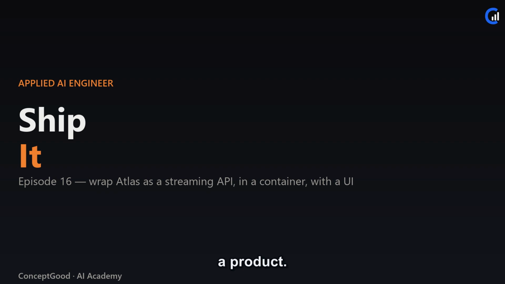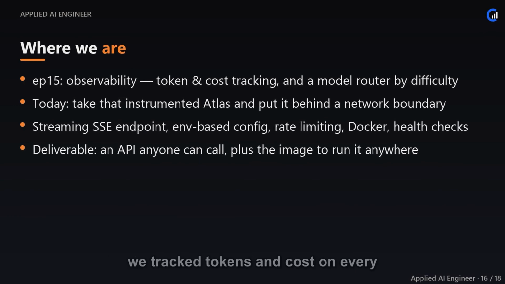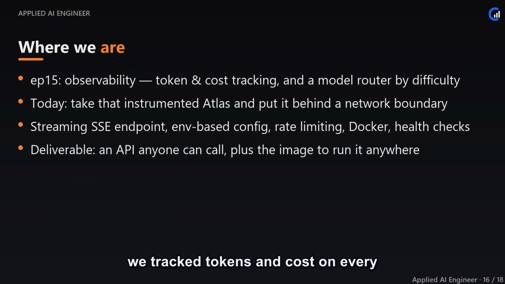a product. Last episode we made Atlas observable, we tracked tokens and cost on every call, measured P50 and P95 latency, and built a router that sends easy work to Haiku and hard work to Opus. That gave us a model that's measured and cost-aware. Today we cross the last line before production. We put that model behind a network boundary.